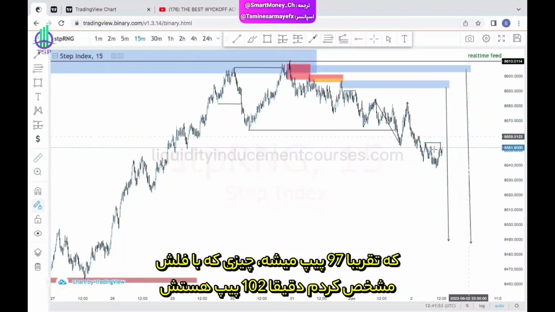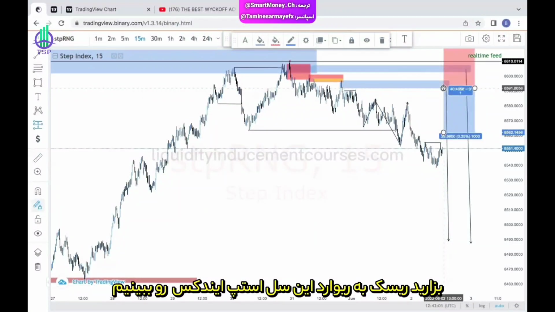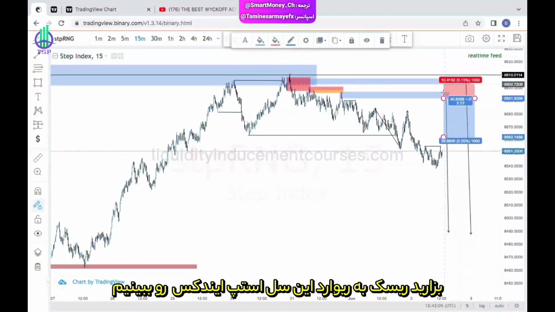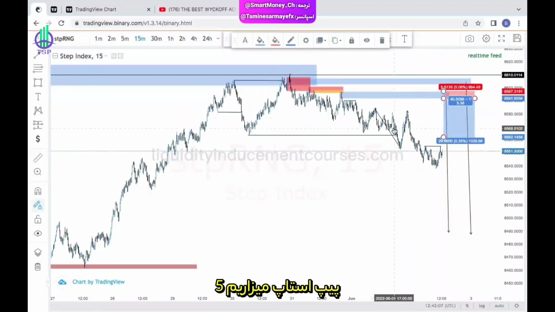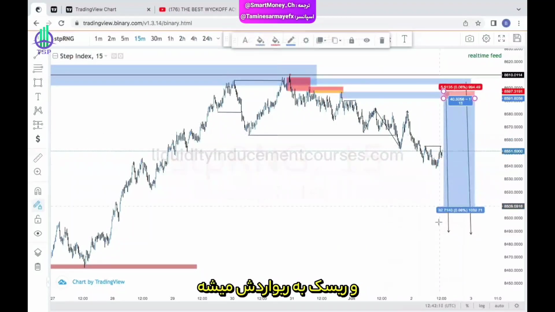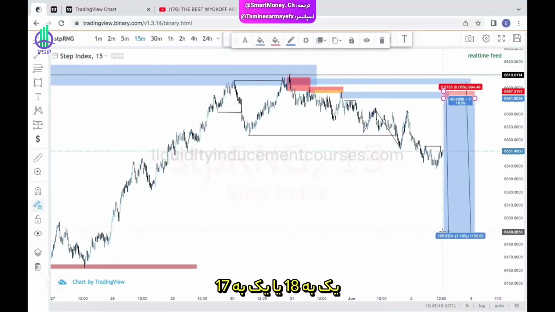So let's see the risk to reward ratio for this short on Step Index. Let's call it 5 pips, and then risk to reward is 1 to 18, or 1 to 17, or 1 to 18.